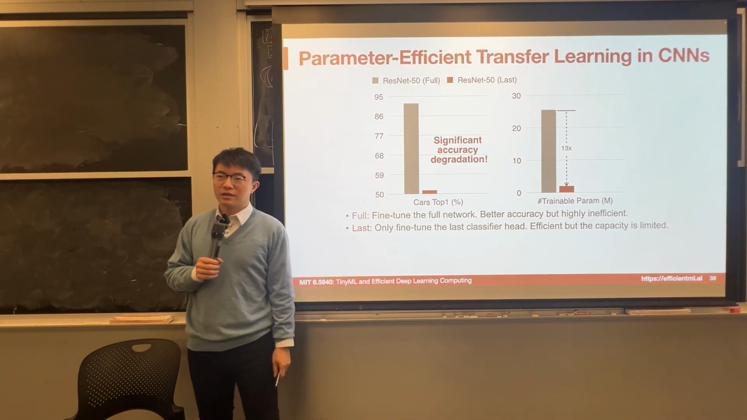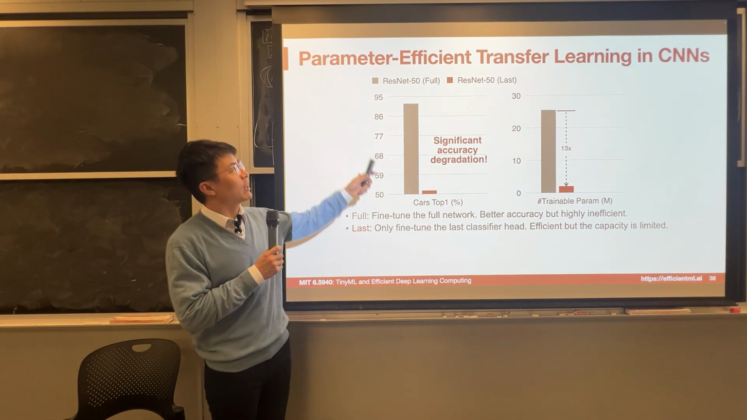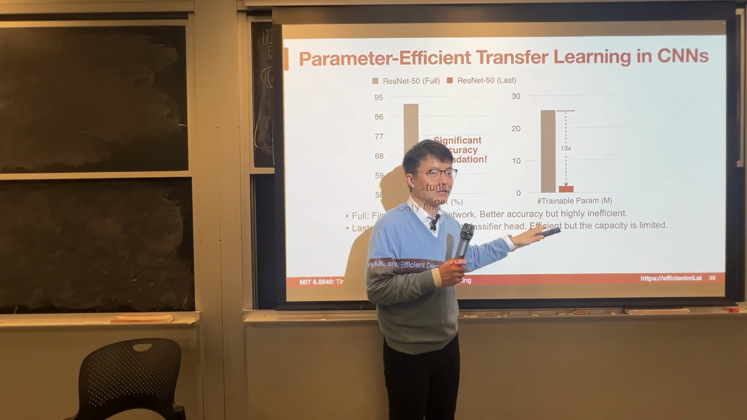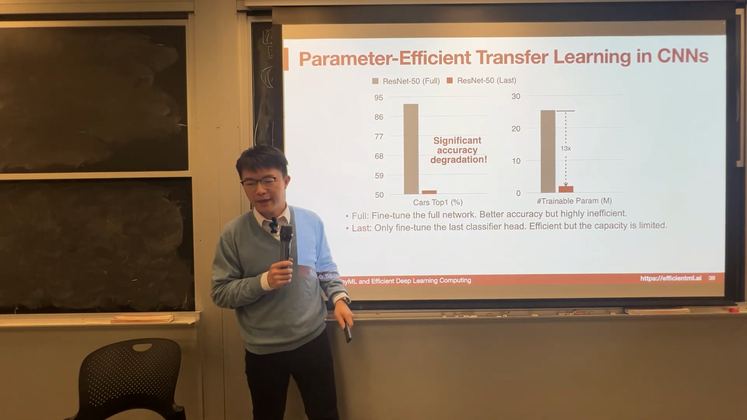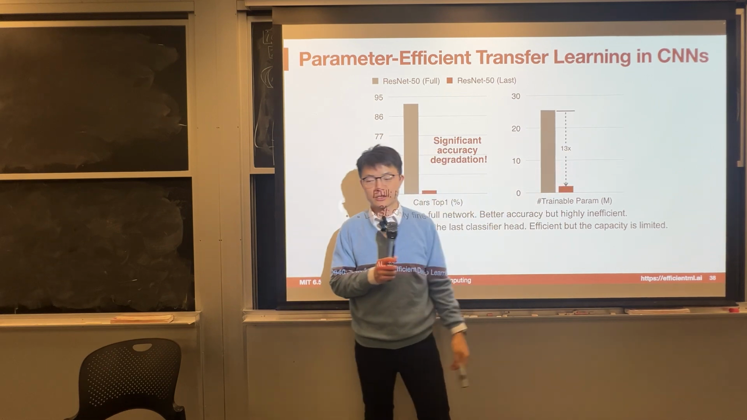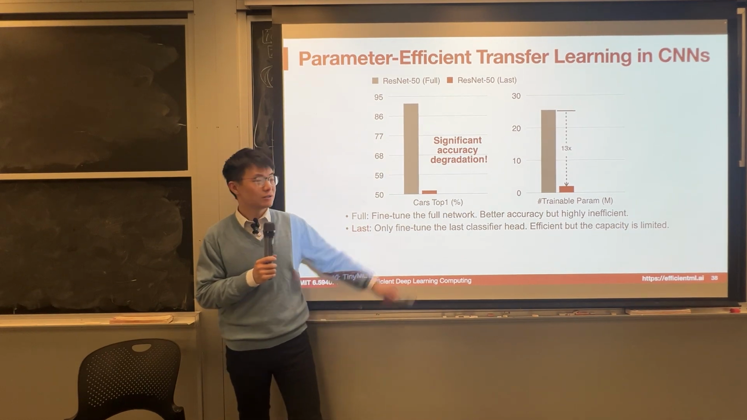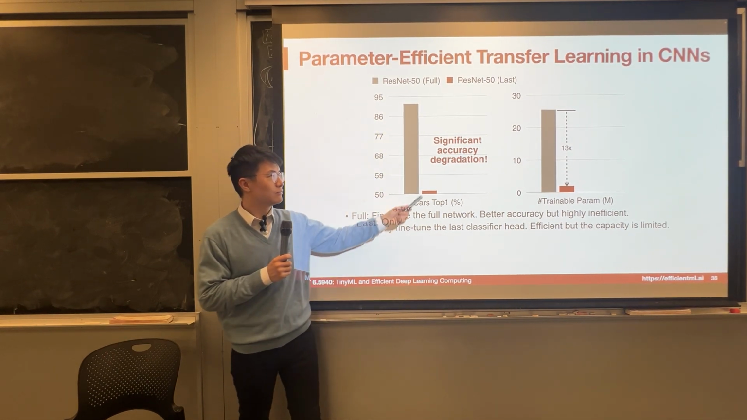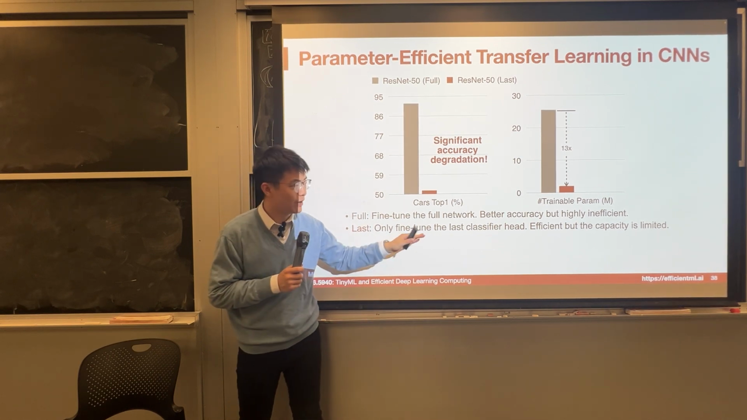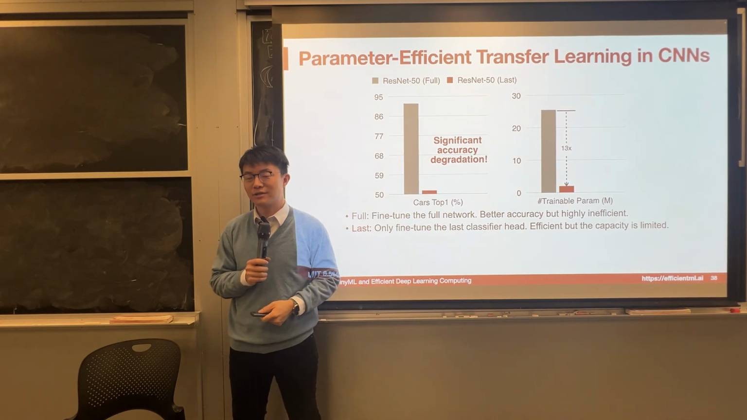What about some efficient fine-tuning techniques? Can we try to save memory by only fine-tuning the last layer? Okay? Only fine-tune the last classifier head. That is pretty efficient, as we can see. This shows the number of trainable parameters reduced by a lot. But the drawback is that there's significant accuracy degradation. So this is fine-tuning the full ResNet-50 versus fine-tuning only the last layer. It's very efficient, but the capacity is limited. You don't want such sharp degradation of the accuracy.